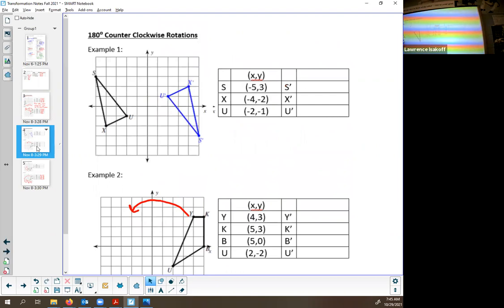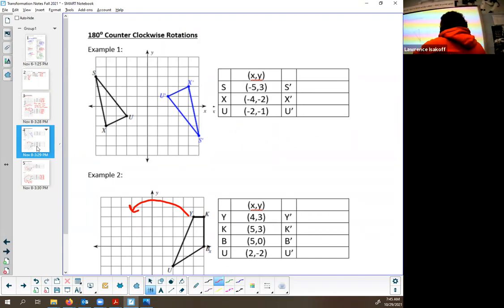So let's look here. Okay, so starting with S prime, that new point for S prime is, let's see, 5, -3. Okay, X prime is at +4, +2. And U prime is at 2, 1. What does it look like happens here?